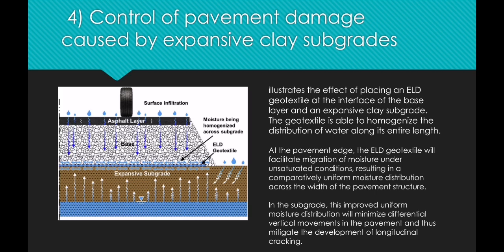Illustrated is the effect of placing an ALD geosynthetic at the interface of the base layer and expansive clay subgrade. The geosynthetic is able to homogenize the distribution of water along its entire length. At the pavement edge, the ALD geosynthetic will facilitate migration of moisture under unsaturated conditions, resulting in a comparatively uniform moisture distribution across the width of the pavement structure.